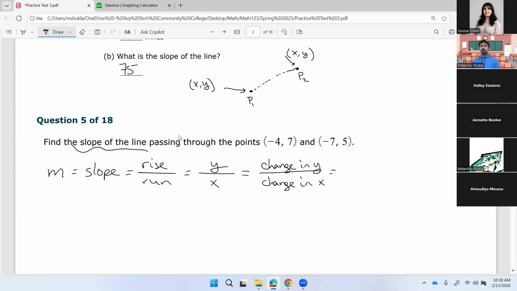All right. So what we can also say is that P1 we can call X1 comma Y1. And the second point we can call X2 comma Y2, since we want to differentiate the X and Y's from the 2 different points. So now the change in Y is going to be my Y2 minus Y1. And the change in X is going to be always my X2 minus X1.